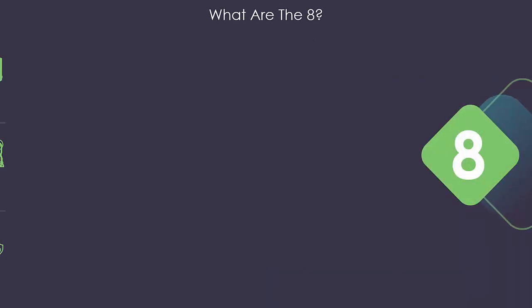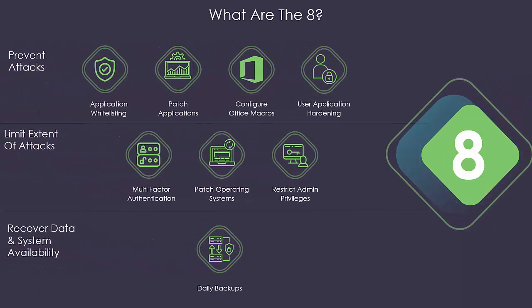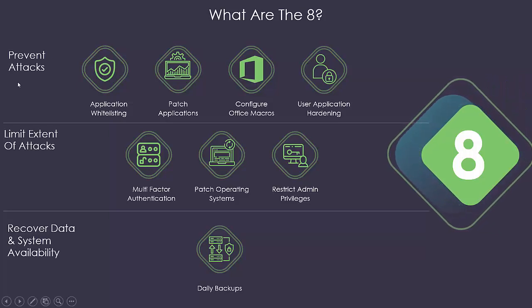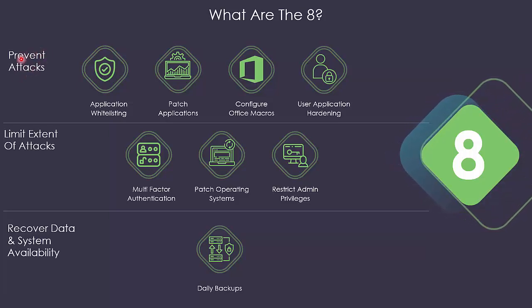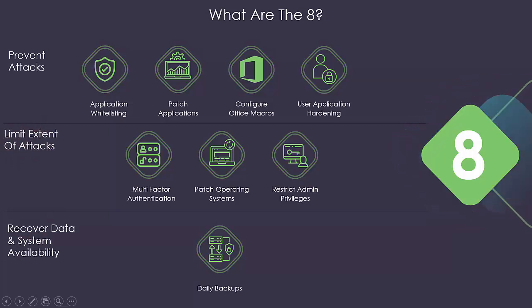We're finally here. Now we can talk about the 8 strategies outlined by the ACSC. Let's do a quick review, spending a couple of minutes on each and focus a little more time on the ones which we think are most important. Now, the Essential 8 can be broken down into 3 categories. Strategies that can prevent attacks, strategies that can limit the extent of an attack, and strategies to recover from attacks.